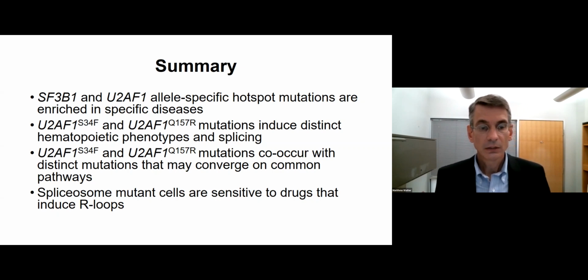And finally, the spliceosome mutant cells, even though they have diversity in the type of alleles that they're expressing, may share some common vulnerabilities and may be sensitive to drugs that further induce R loops. And a search for additional drugs that could do this could increase the approaches that we could take for patients with these mutations.